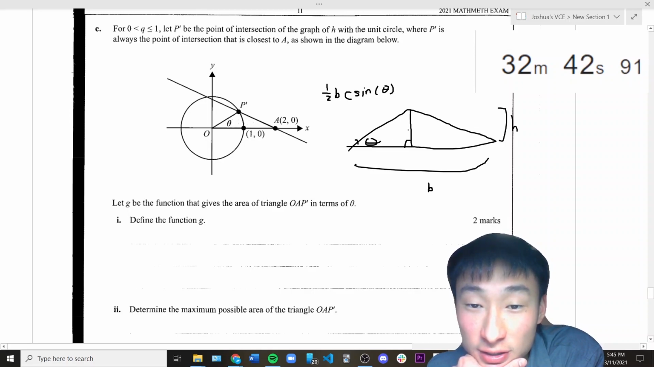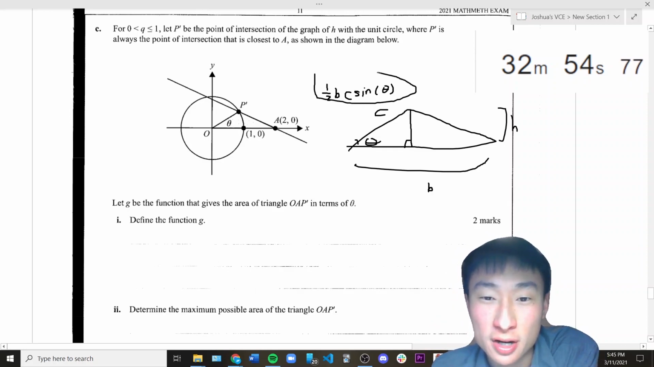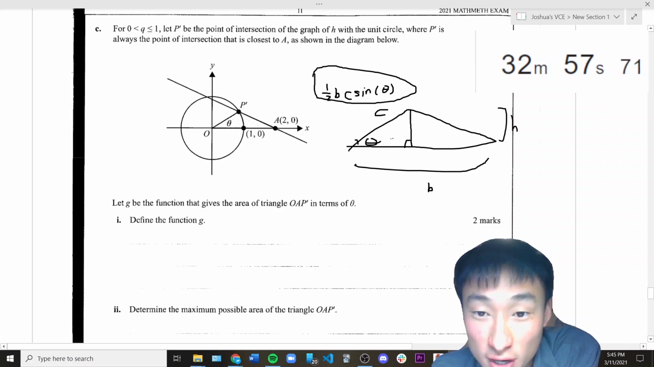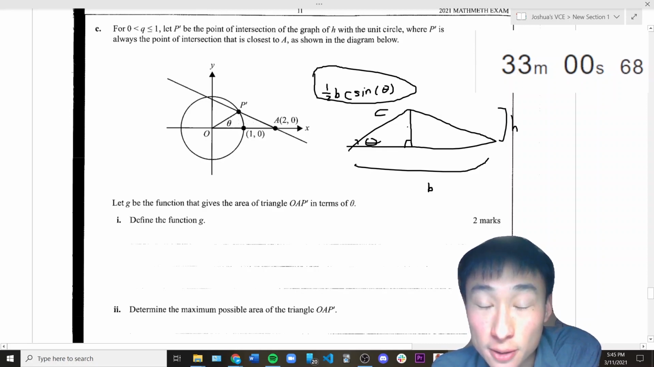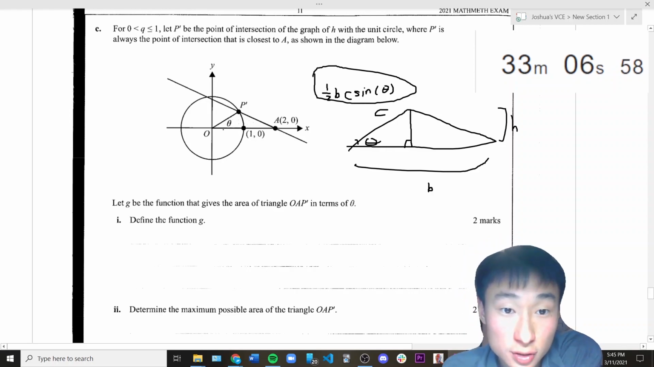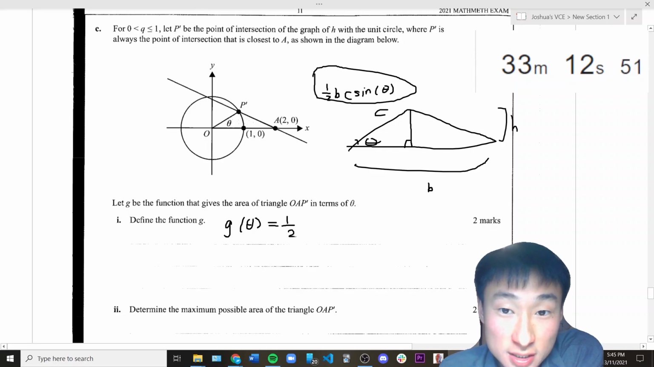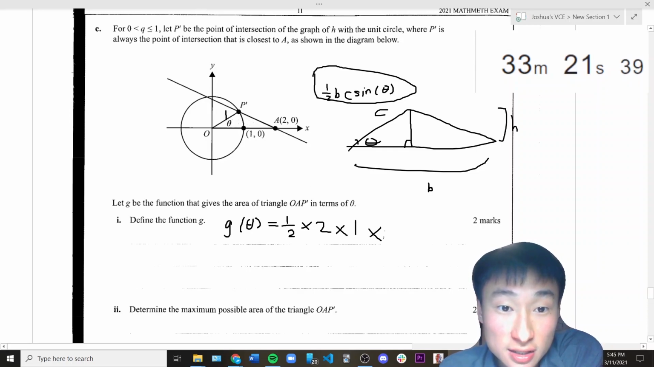Let's see. If this is B and that's C, sine theta is equal to opposite over hypotenuse. Looking at this triangle, sine theta is opposite over hypotenuse, divided by C times by C. That's opposite base. So this is a formula for the triangle: G of theta is half B C sine theta. In this case, B is 2, half times 2, and C is 1 because that's the radius of the circle. So that's times sine theta, so that's just sine theta.